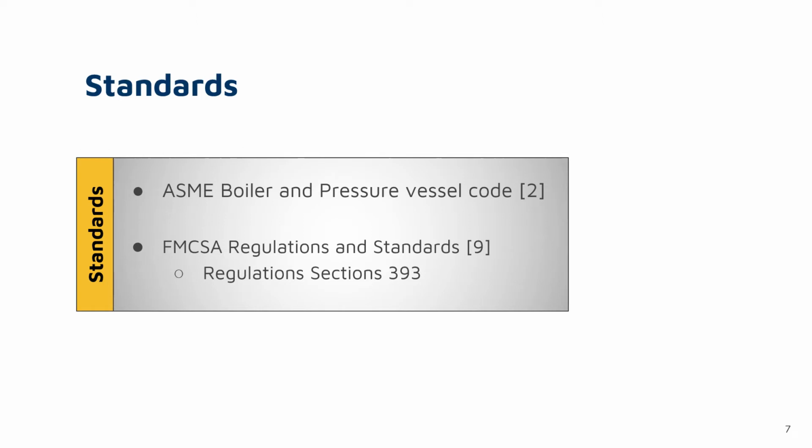Standards for our project come from two main groups, the ASME Boiler and Pressure Vessel Code and also the FMCSA regulations and standards from Section 393. The ASME Boiler and Pressure Vessel Code covers any tanks that are enclosed, especially when carrying highly flammable liquids such as gasoline, whereas the FMCSA regulations from Section 393.65, .67, and then .100 to .136 cover aspects of fuel systems, liquid tanks, and securing standards to each vessel.